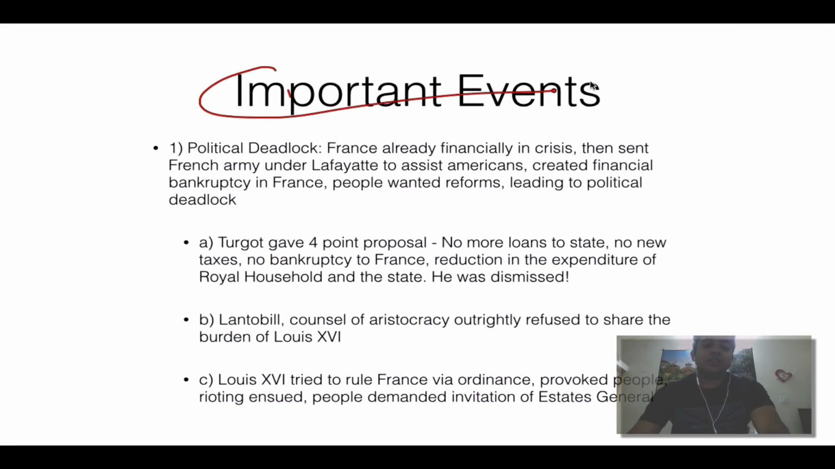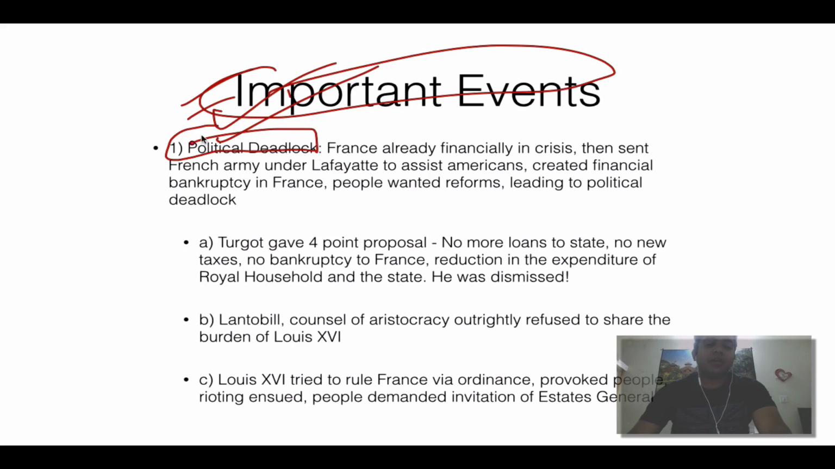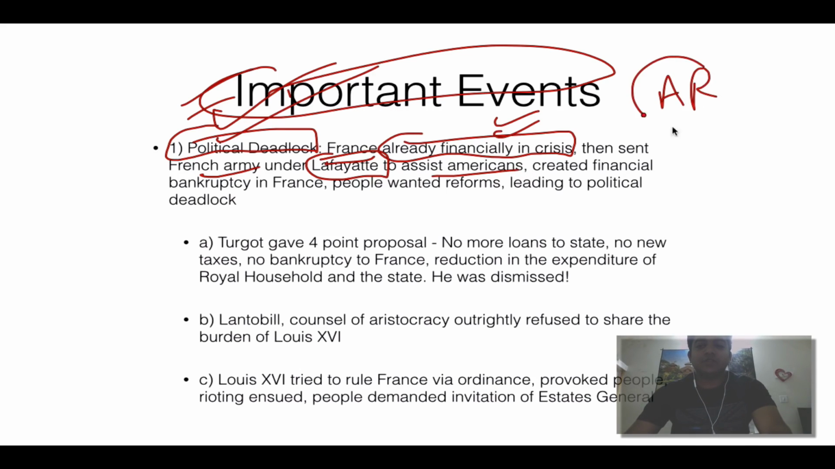Now we have something called important events. What are the important events? First is the political deadlock. See, France already was in a financial crisis, we know. Then he sent the French army under General Lafayette to assist Americans in their war against Britain, that is the American War of Independence, already talked about in the American Revolution part. Then it created financial bankruptcy in France. Now what happened? Financial bankruptcy happened, people wanted reforms, so it led to political deadlock.